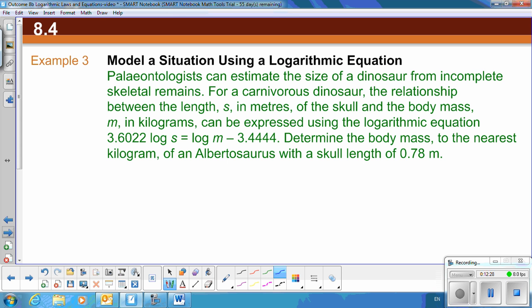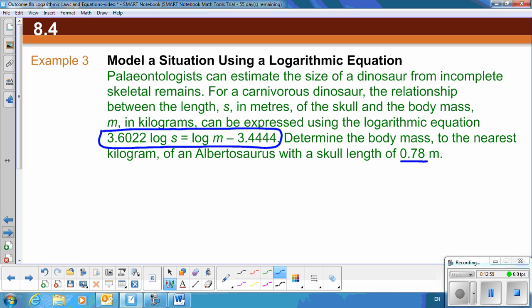Next example is to model a situation using logarithmic functions or logarithmic equations. Paleontologists can estimate the size of a dinosaur from incomplete skeletal remains. For a carnivorous dinosaur, the relationship between the length, s, in meters of the skull, and the body mass, m, in kilograms, can be expressed using the logarithmic equation. And here it is. Determine the body mass to the nearest kilogram. So we're looking for m of an Albertosaurus with a skull length of 0.78.